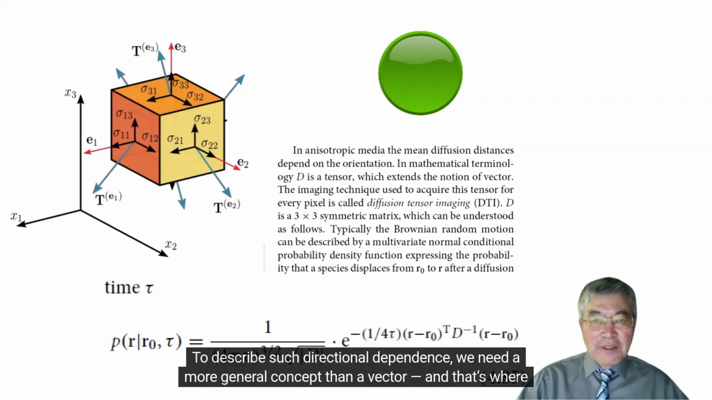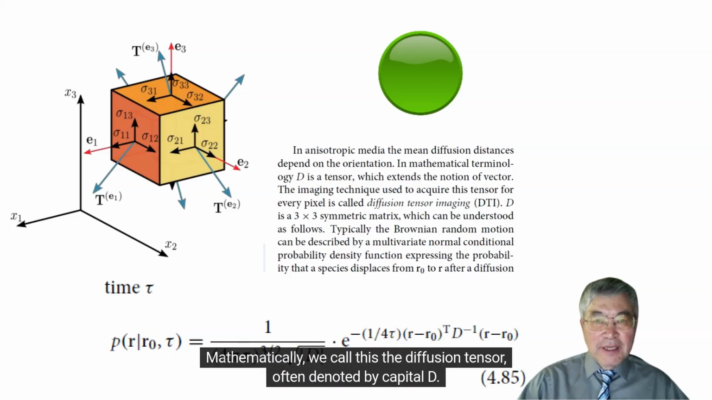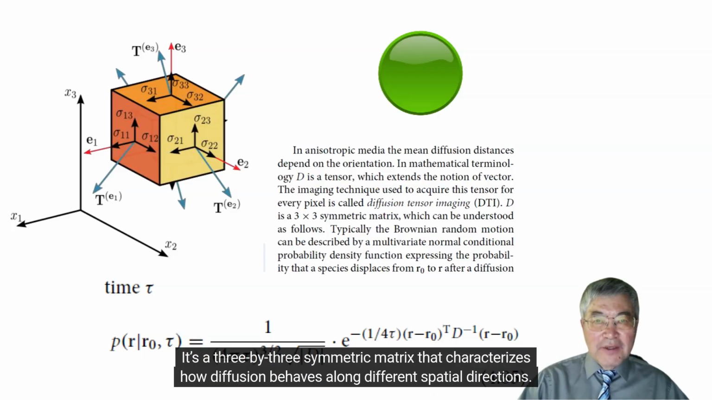To describe such directional dependence, we need a more general concept than a vector, and that's where the tensor comes in. Mathematically, we call this the diffusion tensor, often denoted by capital D. It's a 3x3 symmetric matrix that characterizes how diffusion behaves along different spatial directions.